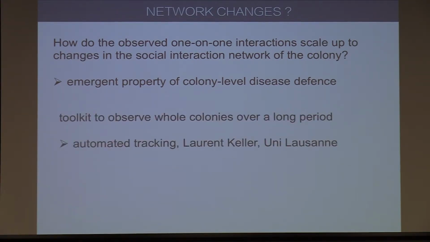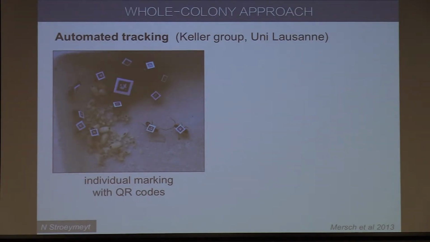And we have started a collaboration with the Keller group in Lausanne to use their toolkit that I've shown you before, with which we could observe whole colonies over a long period with automated tracking. What they do is glue paper with barcodes on each individual ant. And these are so small because the ants themselves are something like 3 to 4 millimeters long. So what you see here is 1 by 1 millimeter papers that Laurent gets printed at the Swiss bank, so that no black basically is in the white, as if you would have a bad printer.